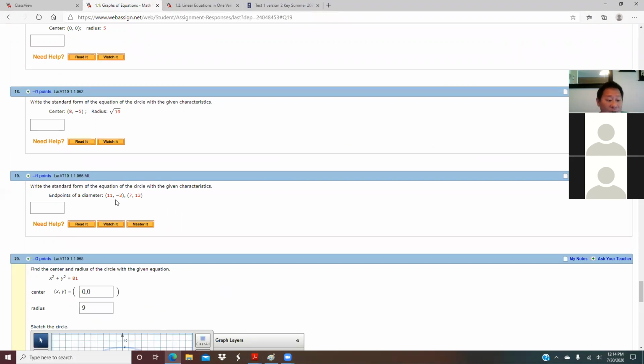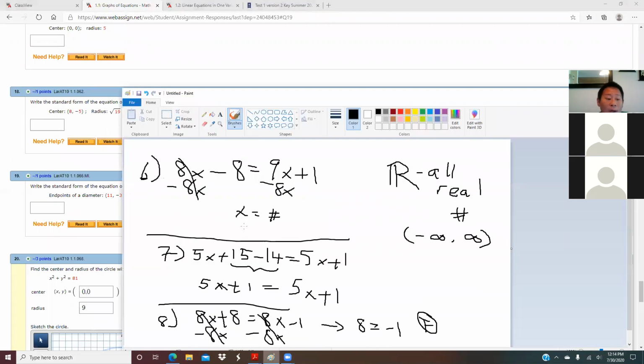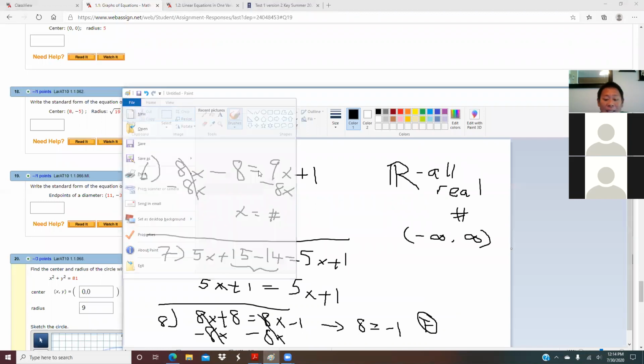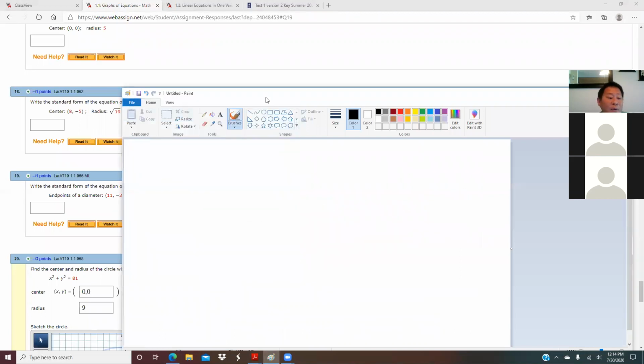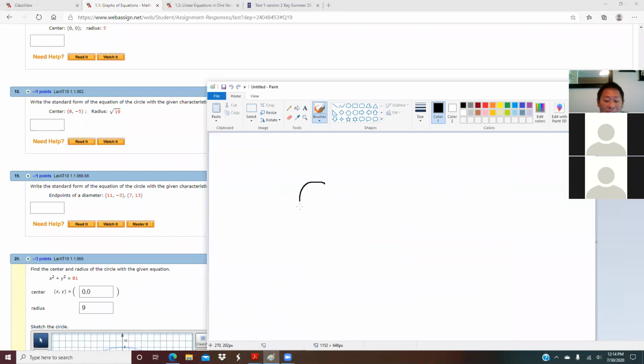the endpoints of the diameter. So what question number 19 means in this case is they will give you 2 points. This is a circle and they give you the diameter. The diameter means something like this, and you have one point on one side and one point on the other side. In order for us to find the equation of a circle, you have to find the center. The center is right in the middle of your diameter here.